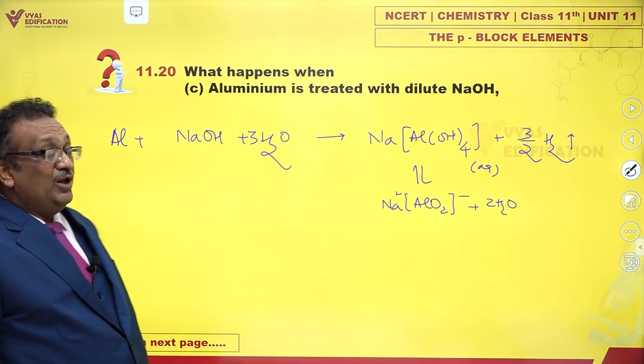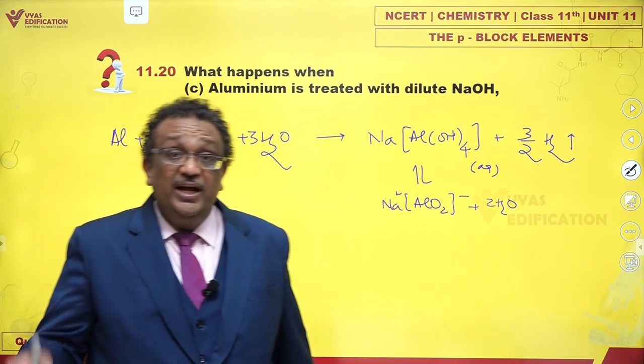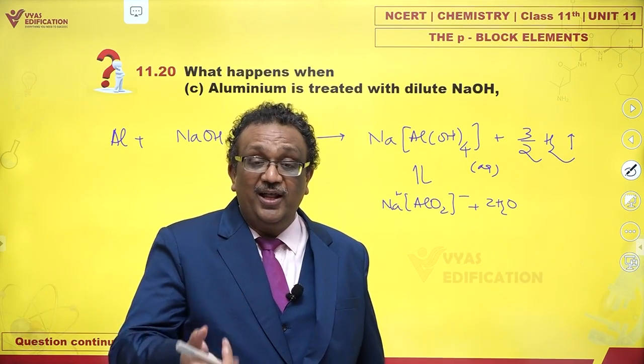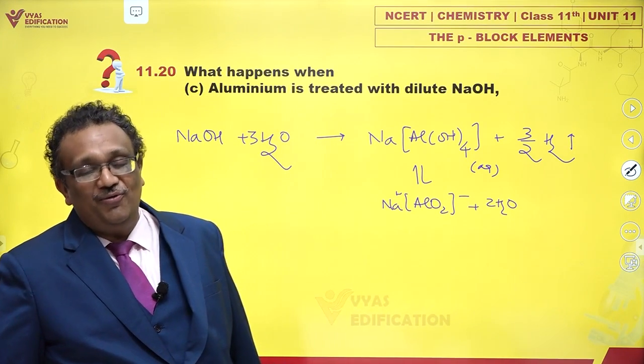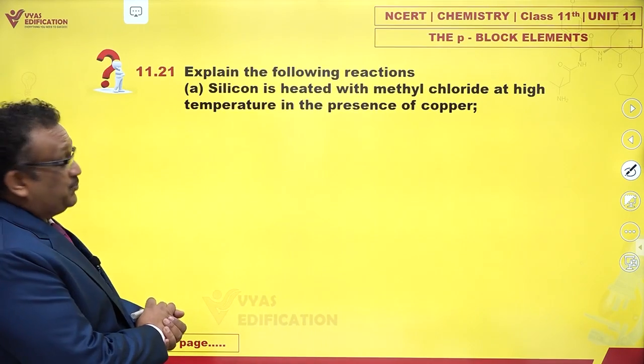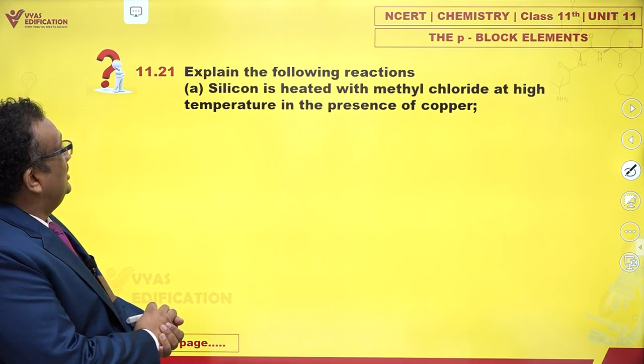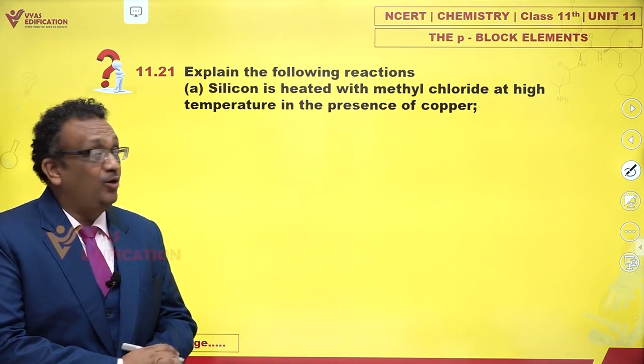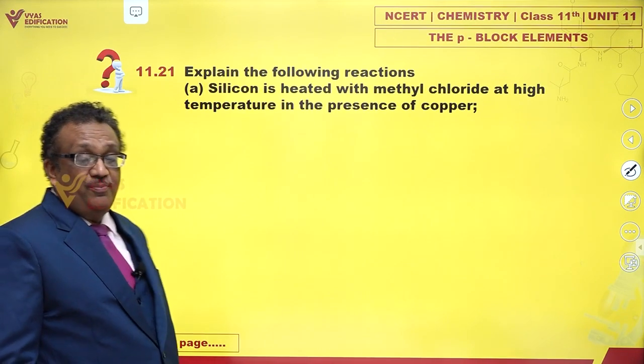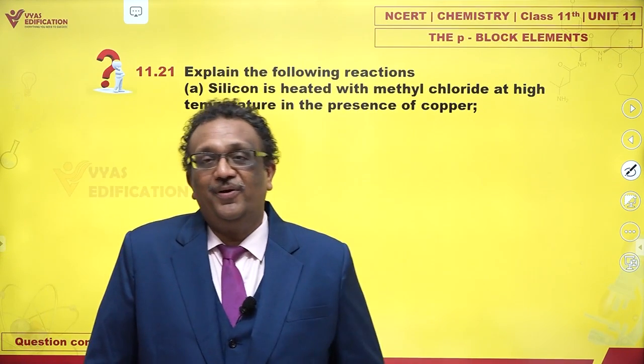This is what happens when aluminium is treated with dilute NaOH. It dissolves in dilute NaOH, liberating hydrogen and plenty of heat as well. Explain the following reactions. Silicon is heated with methyl chloride at high temperature in the presence of copper.